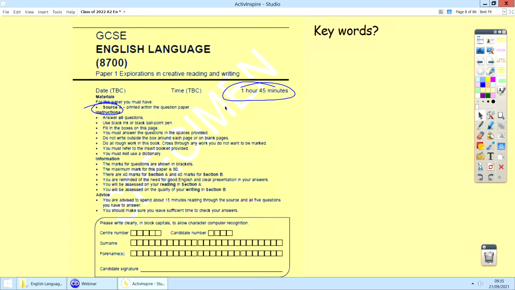So, English Language Paper 1, for AQA, Explorations in Creative Reading and Writing. So, we have done all these activities on this video in class so far. So, we're going to run through what everybody else came up with. So, it's 1 hour and 45 minutes, and there is a Source A, which you need to read through, so you will get an extract that you have to read and answer questions on.